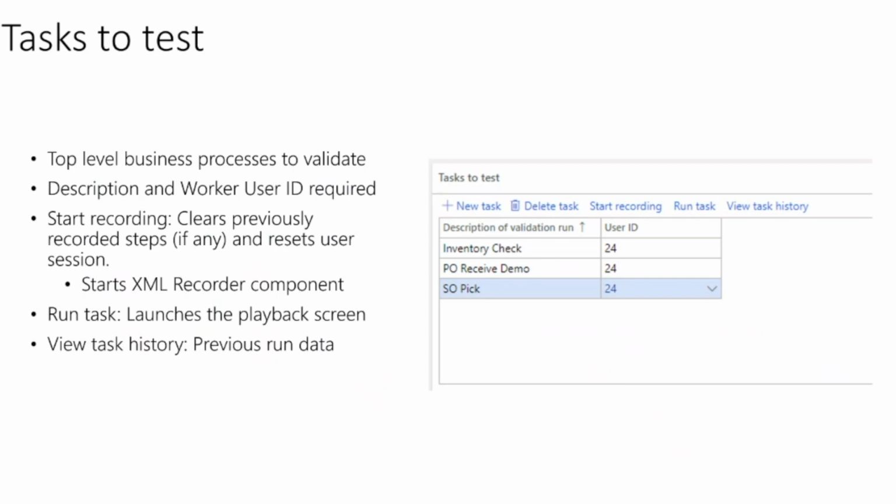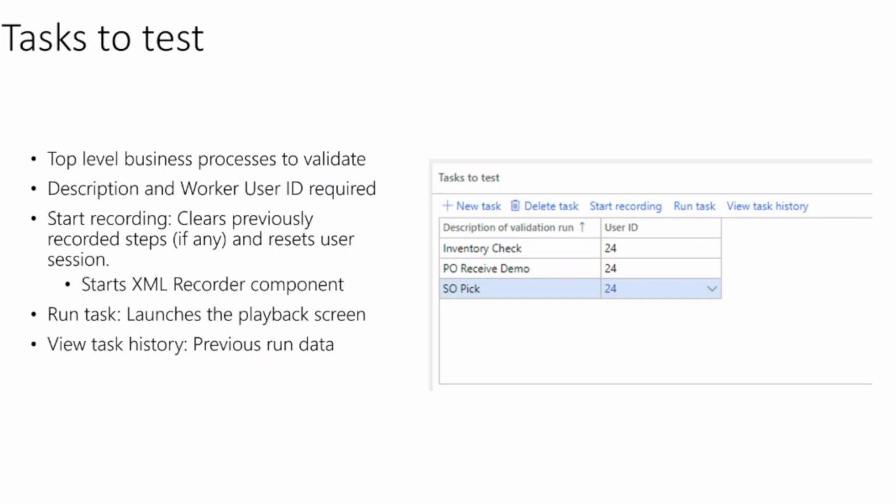So at the top level, we have the task itself, which represents the warehouse business process we want to record and play back through an RSAT validation process. All we need at this point is a description and the specific worker ID that will be executing the workflow. This is the user ID entered into the mobile app itself, and the same user account will be used when playing back the recording in the future.